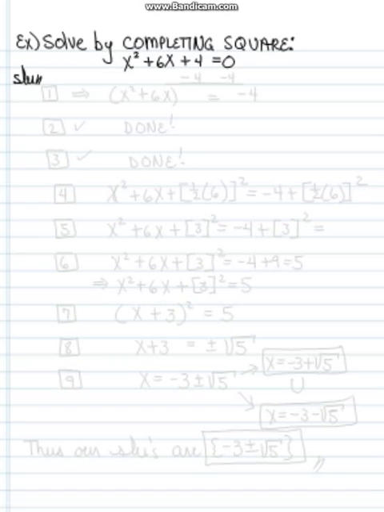Here we're solving a second degree equation by completing the square. The equation is x squared plus 6x plus 4 equals 0. Now, this is actually a good thing that we're using completing the square, because it turns out that this thing is absolutely impossible to factor.